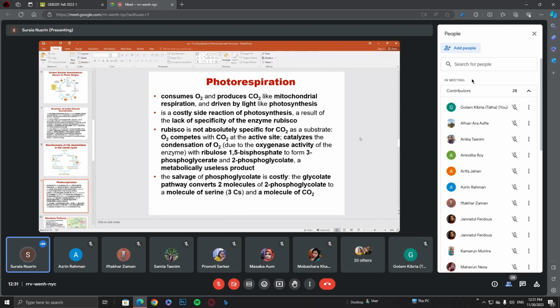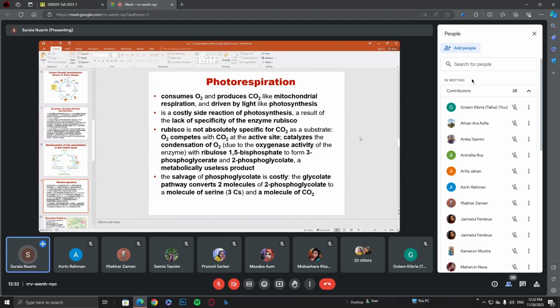So which substrate will bind to the active site of the enzyme, and according to the substrate which actually binds to the active site, the reaction will happen. If the substrate is oxygen, then the oxygenase activity of the enzyme will do the reaction. And if the substrate is carbon dioxide, then the carboxylase activity of the enzyme will do the reaction. When it is carbon dioxide, that reaction we already learned. In case of carbon dioxide, the carboxylase activity of the enzyme will do the reaction and we get the 3-phosphoglycerate.